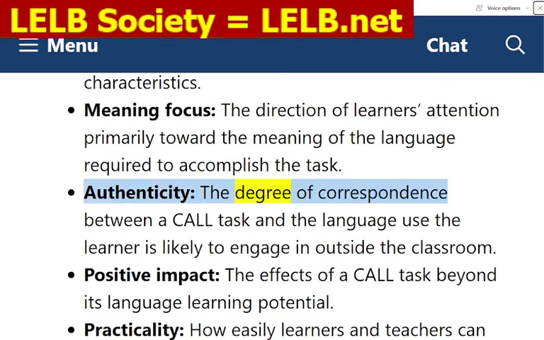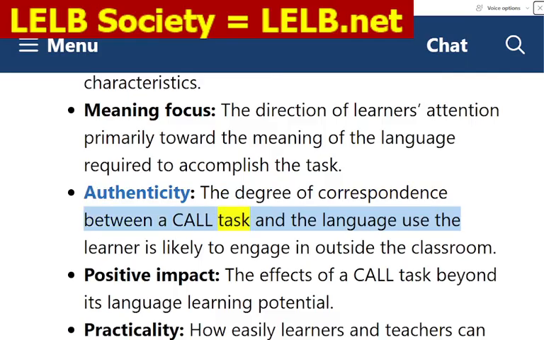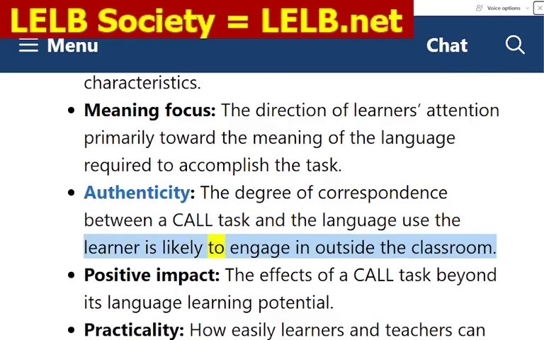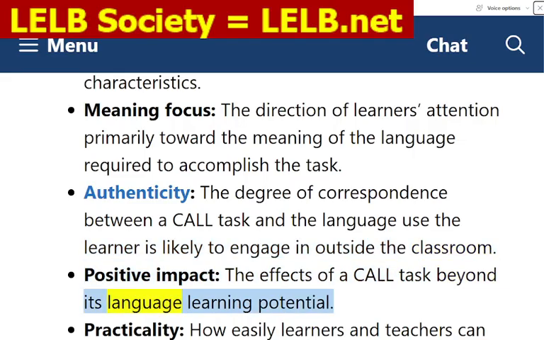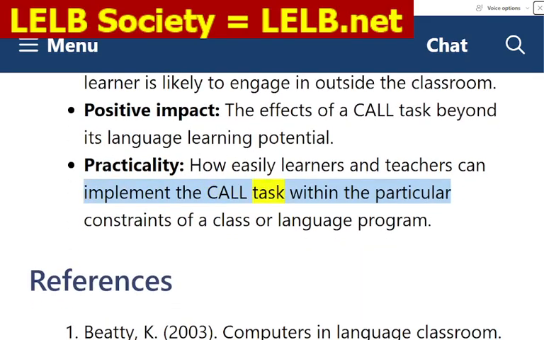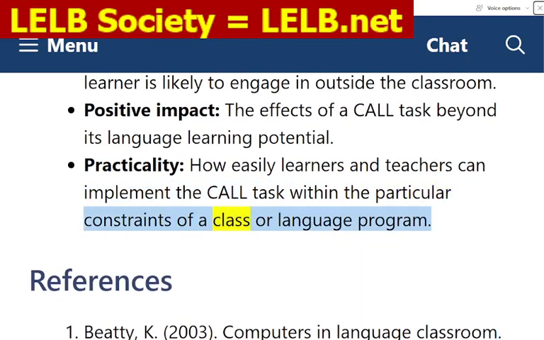Authenticity. The degree of correspondence between a CALL task and the language a learner is likely to engage in outside the classroom. Positive impact. The effects of a CALL task beyond its language learning potential. Practicality. How easily learners and teachers can implement the CALL task within the particular constraints of a class or language program.